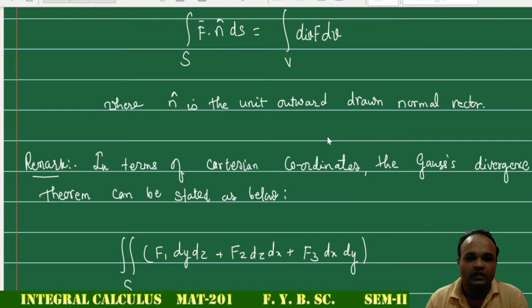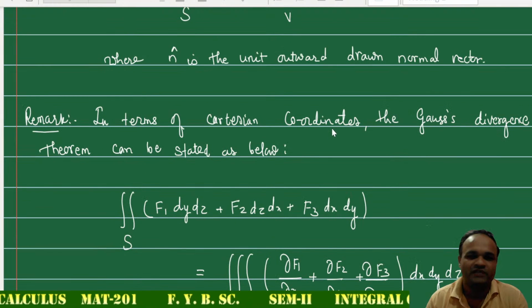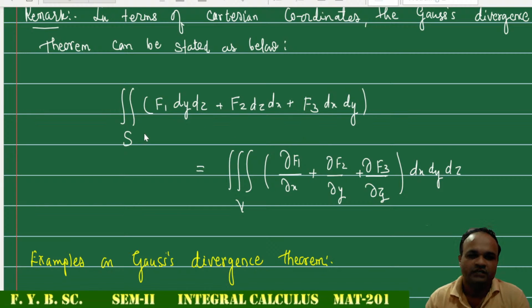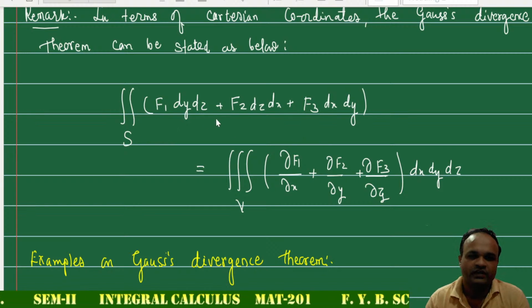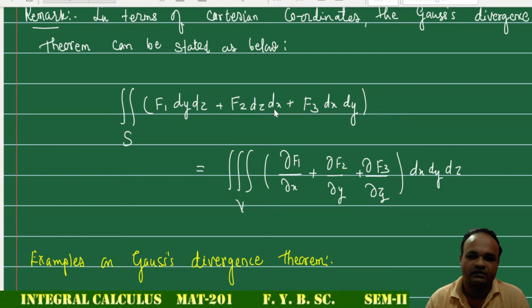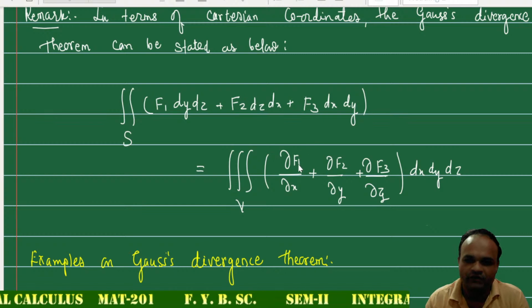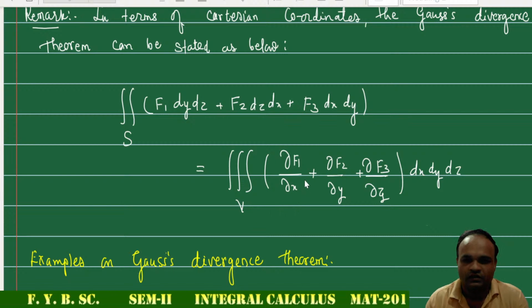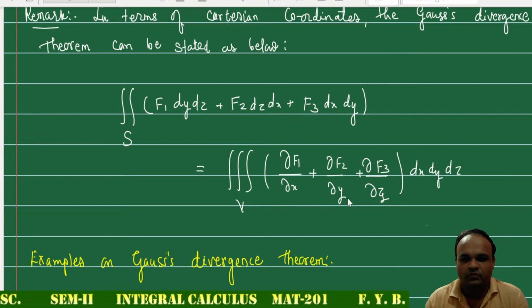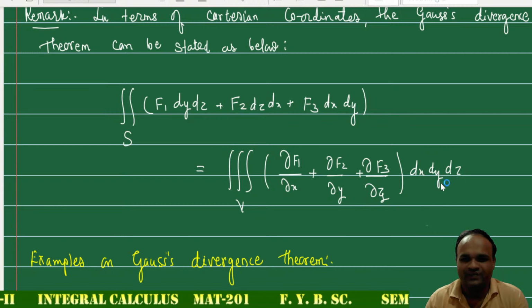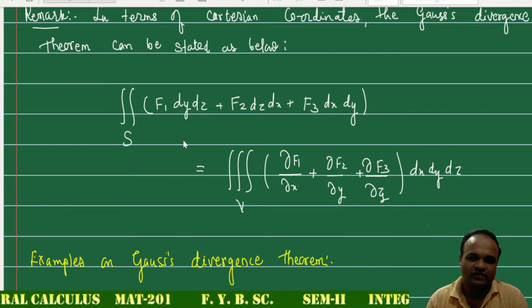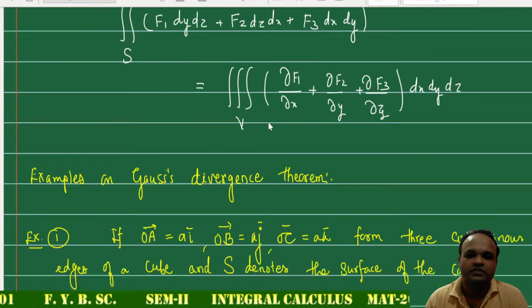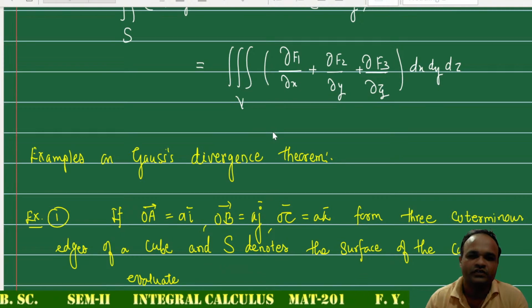In terms of Cartesian coordinates, the Gauss divergence theorem can be stated as below. The surface integral, that is the double integral of f1 dy dz plus f2 dz dx plus f3 dx dy, will be equal to the volume integral, that is the triple integral over region V of dou f1 by dou x plus dou f2 by dou y plus dou f3 by dou z dx dy dz. So this is the Cartesian form of the Gauss divergence theorem. Next we will see examples on the Gauss divergence theorem.